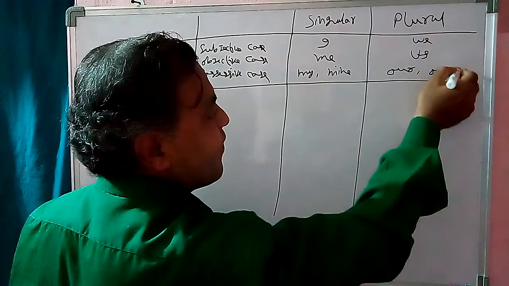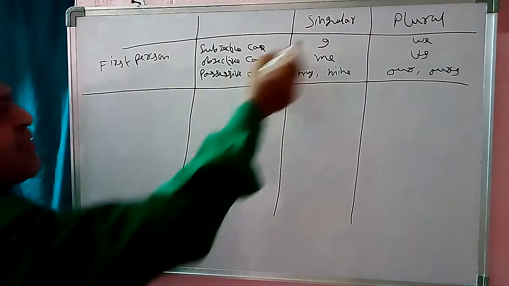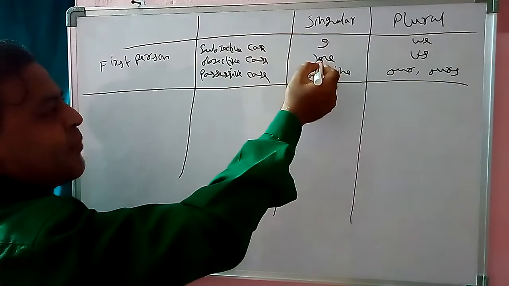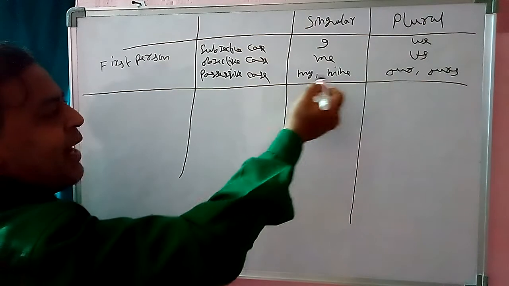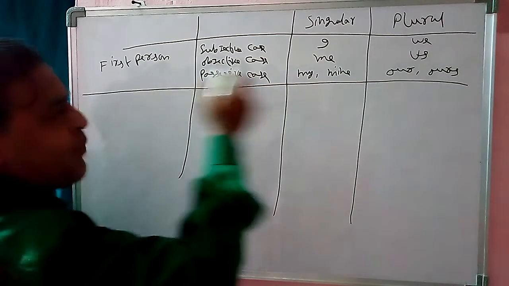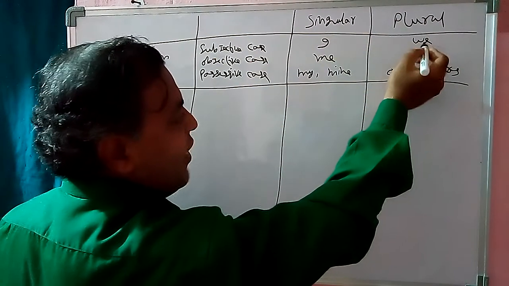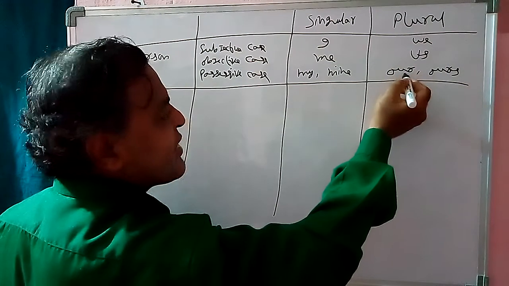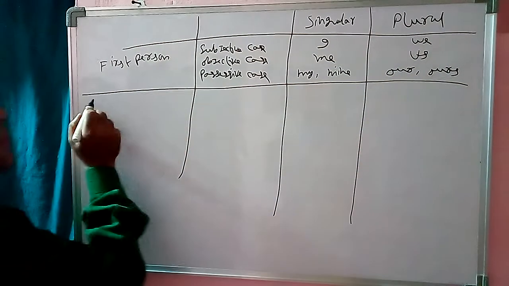Ours. First person singular: subject case, I. Object case, me. Possessive case, my, mine. First person plural: subject case, we. Object case, us. Possessive case, our, ours.